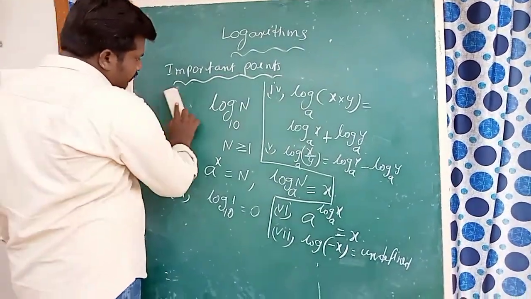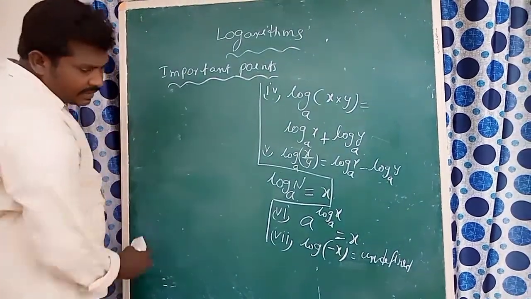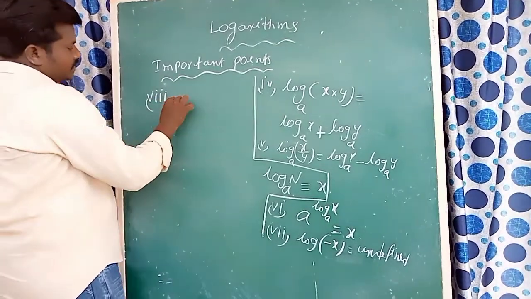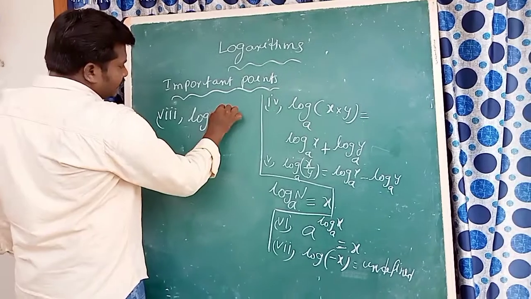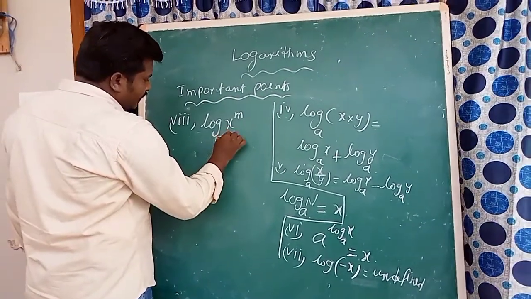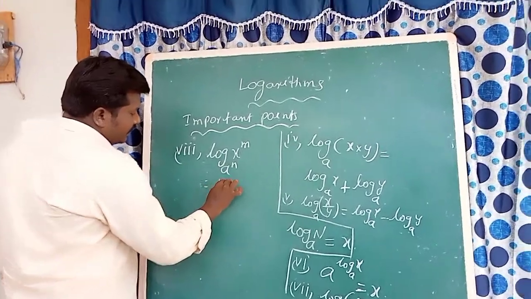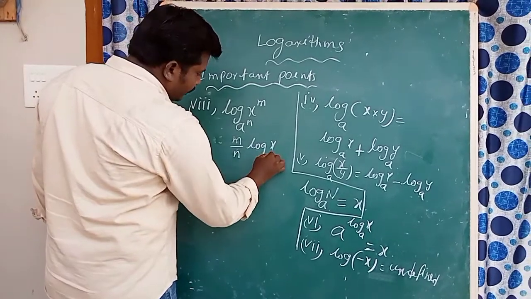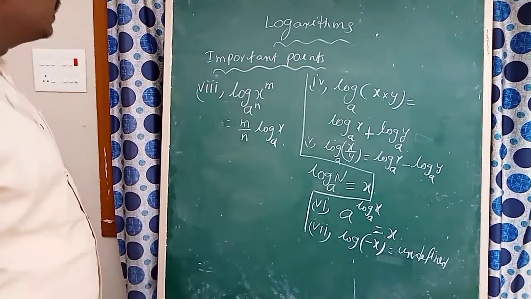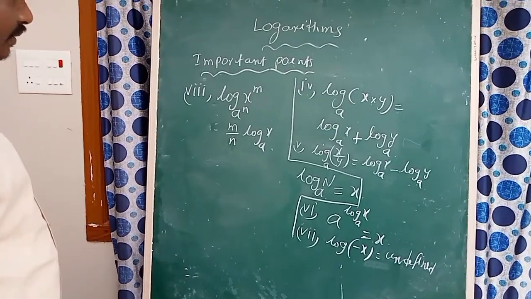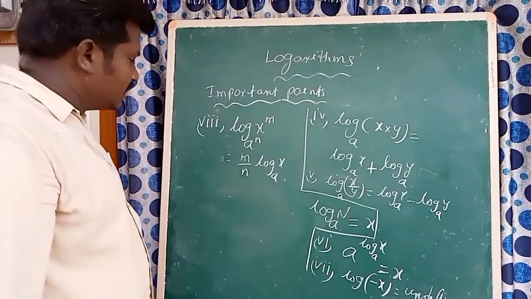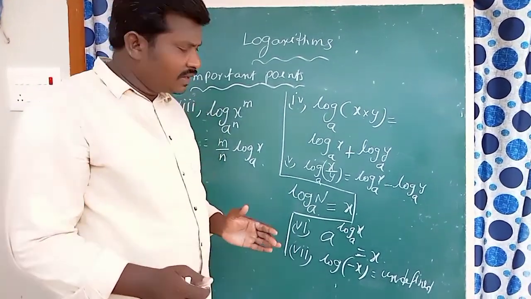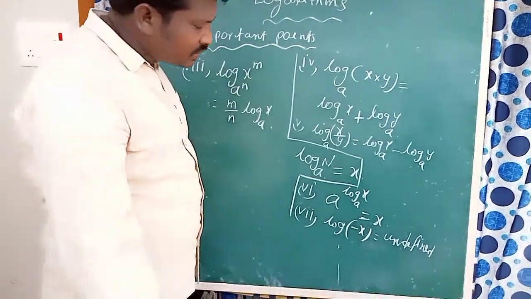And also the eighth important point: log of x power m and a power n. The formula is m by n log x base a. These are the main important points of logarithms. Based on these 8 important points, we will discuss some example problems for each and every one.